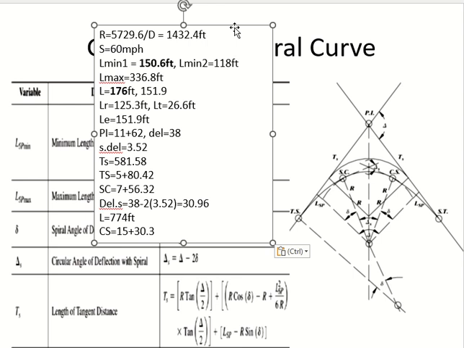Okay, so now I have reached this point. From this point to this point, I have the second spiral. So I will add the length of the spiral again, 176. How much is that? 17 plus 06.